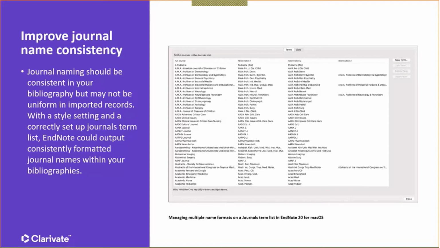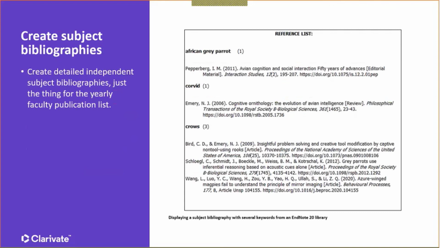This is something that a publisher or an editor may reject a submitted research project over if you've got inconsistency in that regard for your journal names. Within EndNote 20, you can create subject bibliographies.